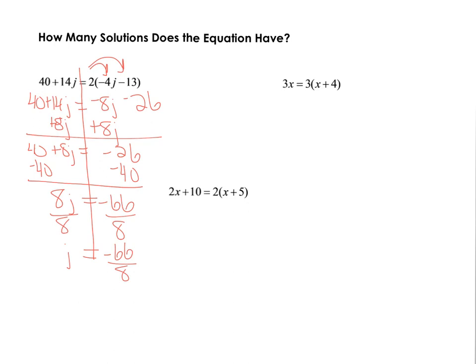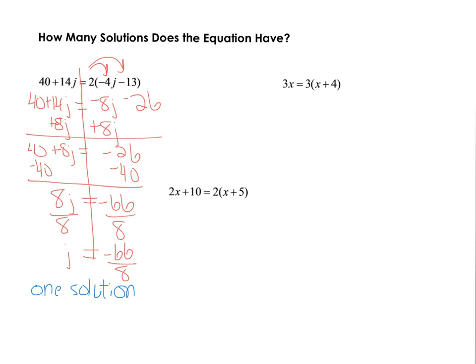Did I get an answer? I did, didn't I? I got one answer. So this equation has one solution. When you get an answer, you get a solution. If you can get it down to j equals something and you know what that something is, that's your solution.